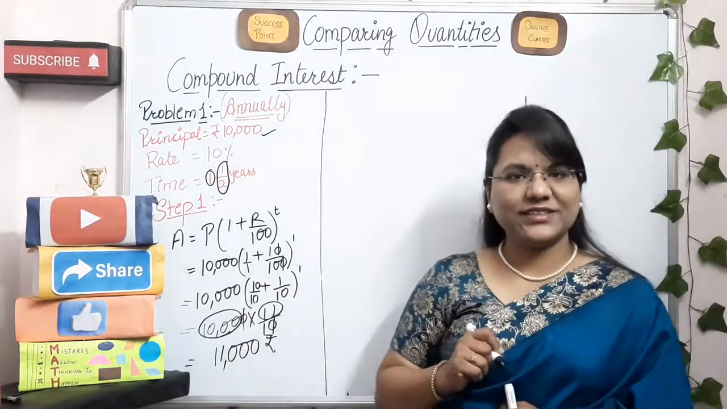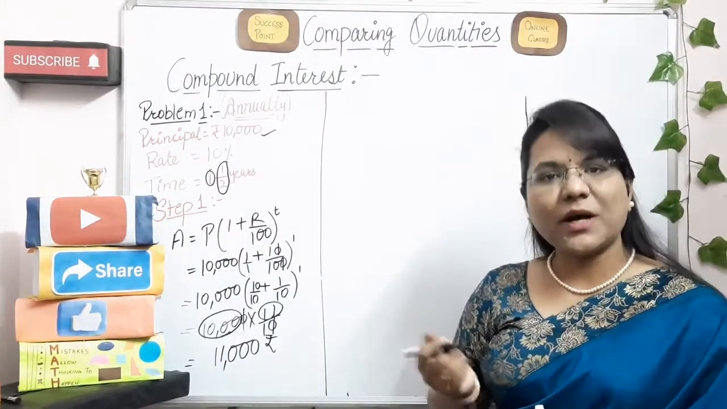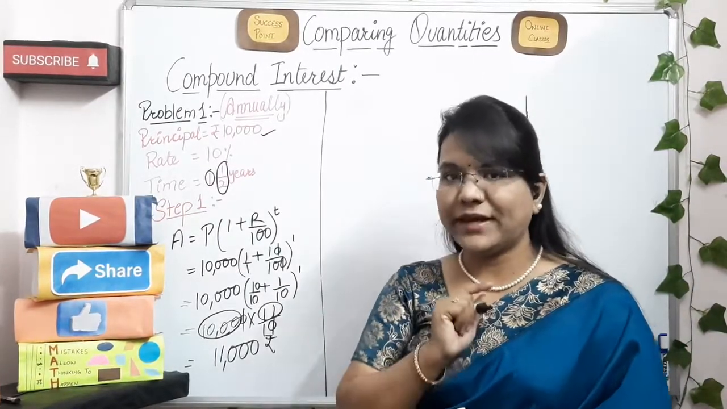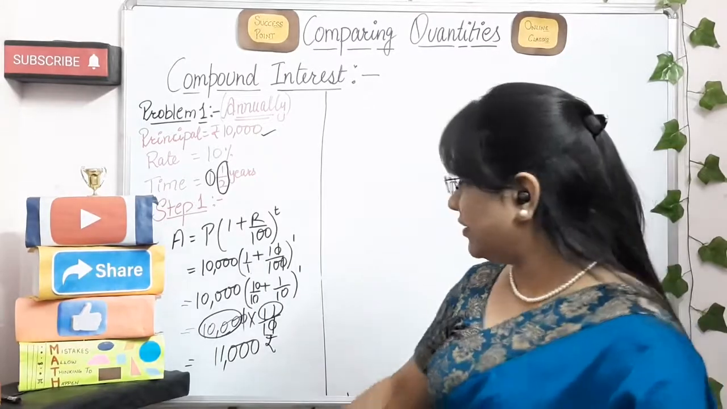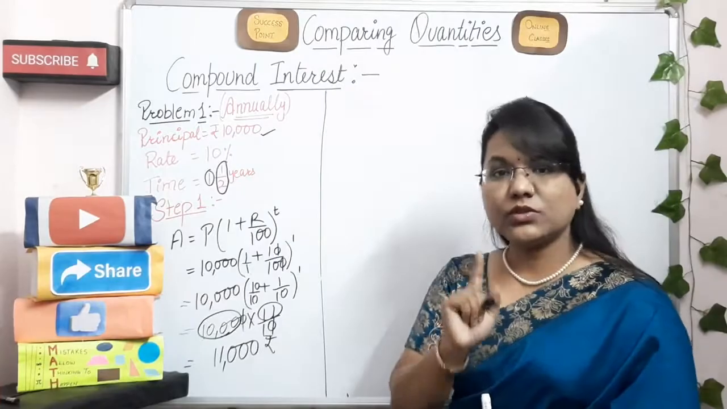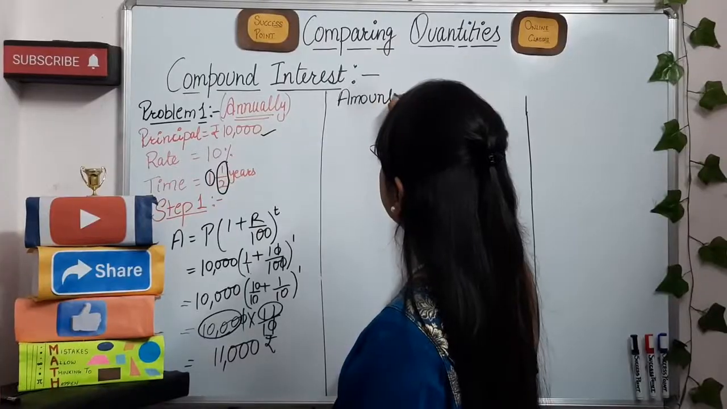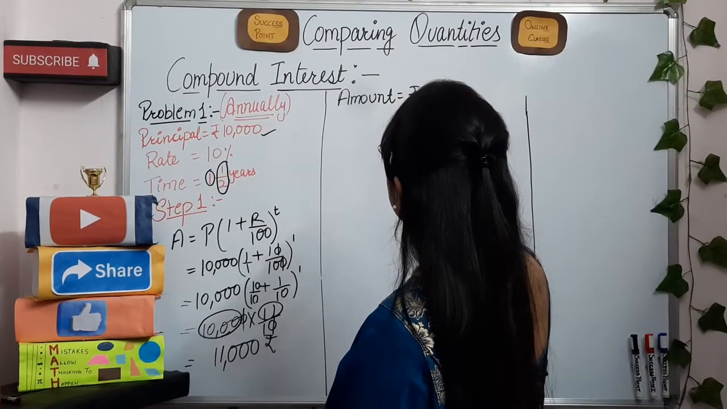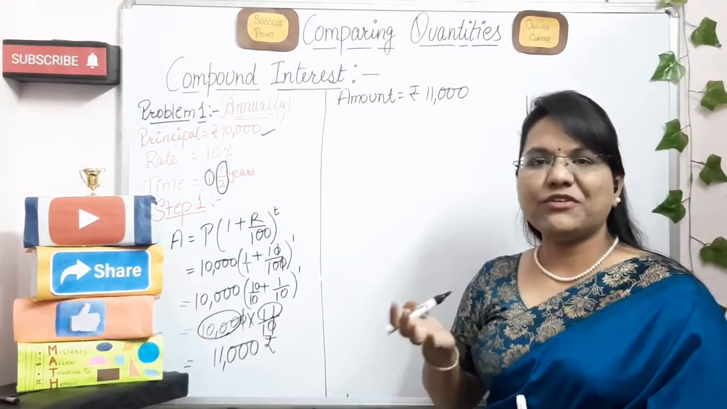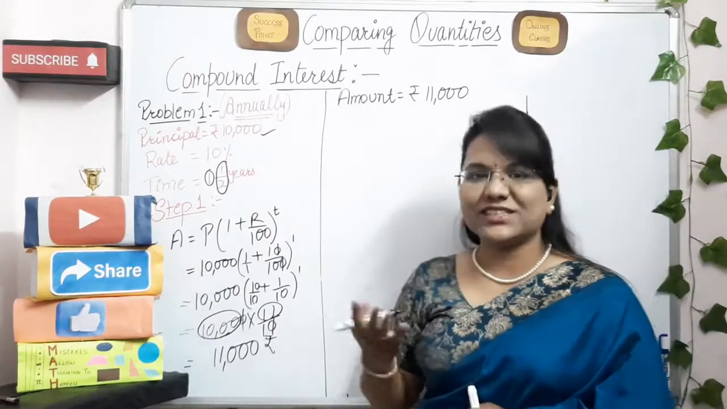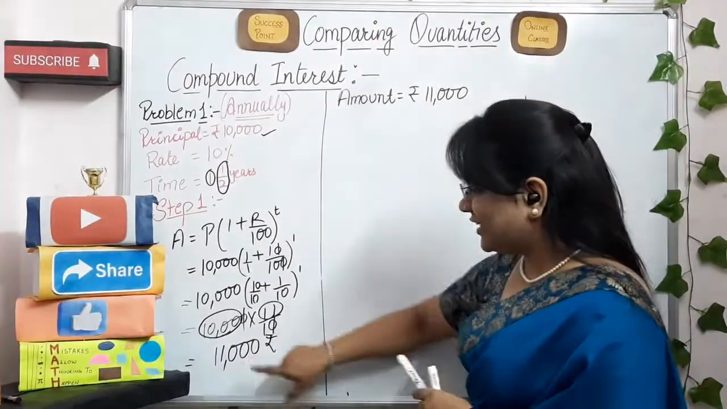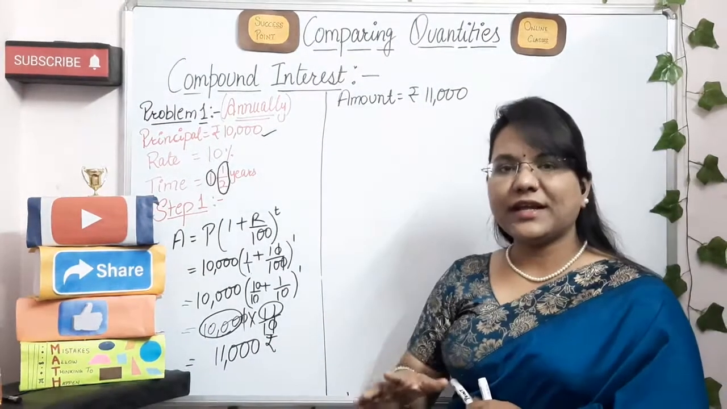Is it or not guys? What is this? This is our amount. It means if you deposit your 10,000 in a bank, after 1 year using compound interest, you will get back 11,000 rupees. After 1 year your final amount will be rupees 11,000. Who will not be happy to know that you are getting some extra money, guys? Everyone will be happy to see it. So you will get 11,000 rupees after 1 year.